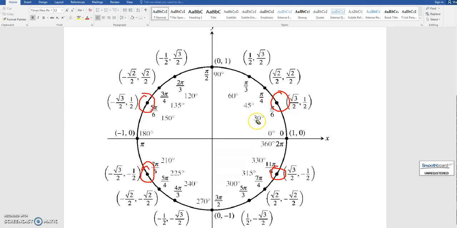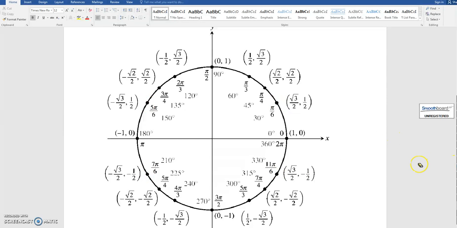So if I want to look at sine of 30 degrees, that would be 1/2. Sine of 150 would also be 1/2. Those are the y values. But if I did sine of 210, that's going to be -1/2. And sine of 330 is also -1/2. They're all the y values of that related angle.